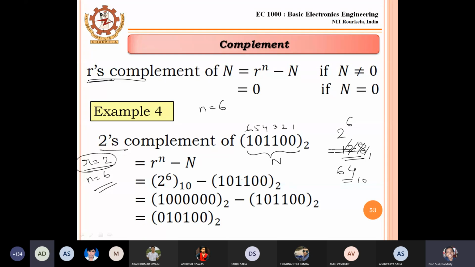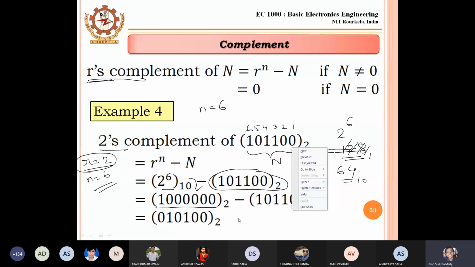But it is in binary, so I have to convert this decimal into binary. After conversion, you will get this value, because we already learned how to convert to binary, so we are not repeating those things. Now we have a binary subtraction, and you will get this result. So just learn the process.